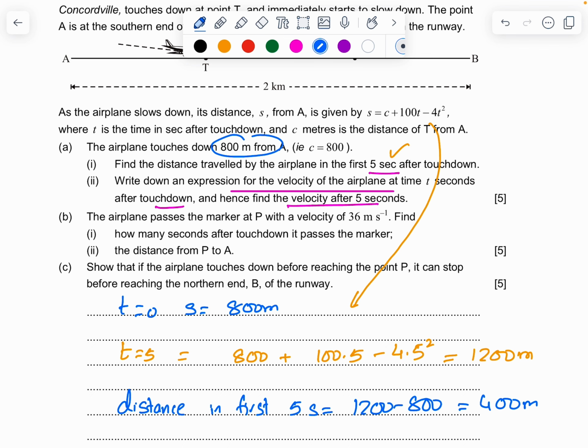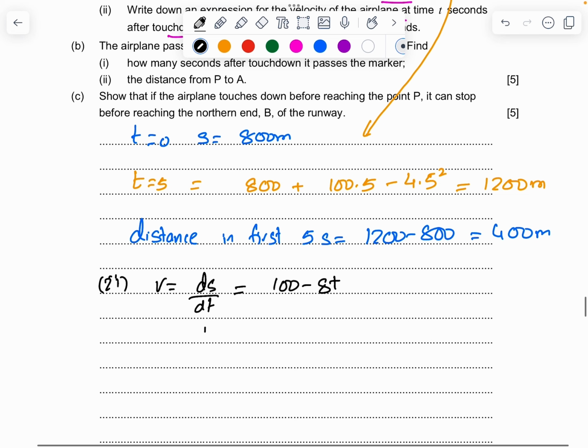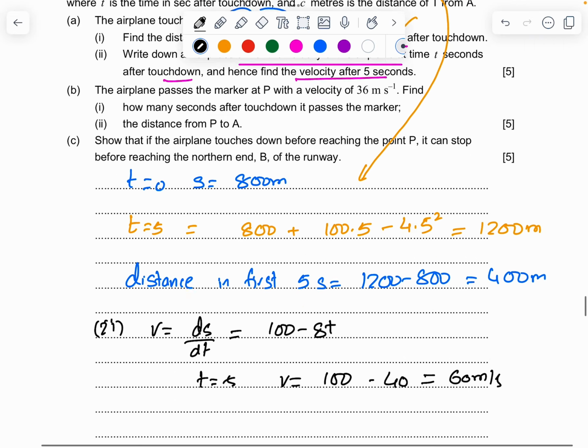Write down an expression for the velocity. So for velocity, what should I be doing? When I know the distance, velocity equals ds upon dt, which is 100 minus 8t. At t equals 5, what will be the velocity? 100 minus 40, which is 60 meters per second.